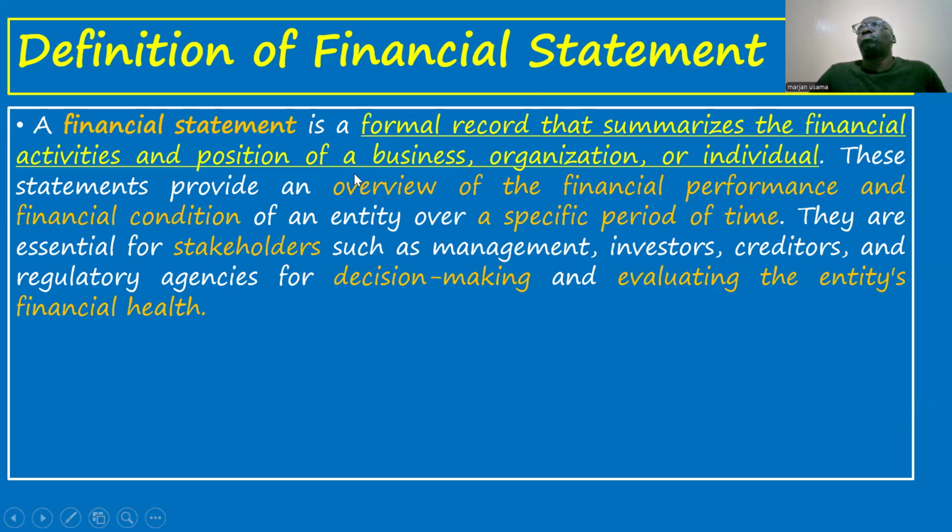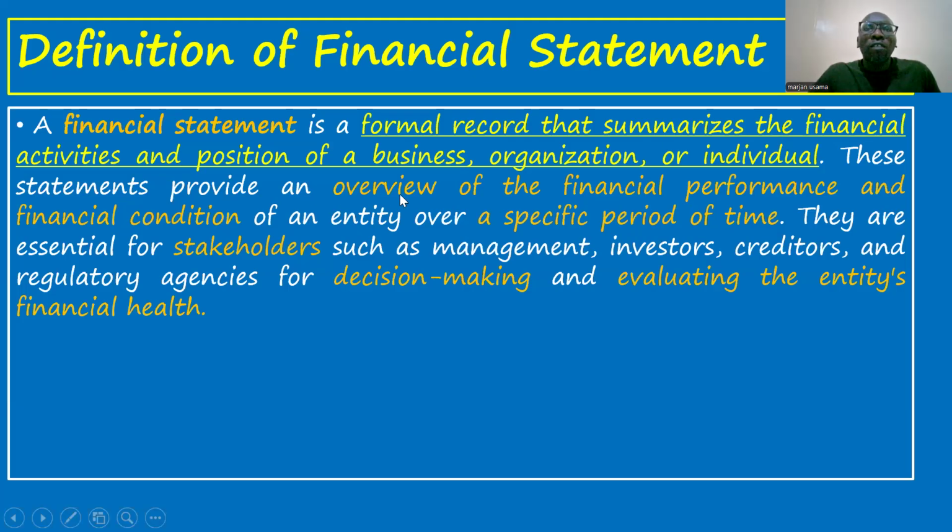And position. So they show us the position of a business. That is, are we getting profit? What is the position? Is the business profitable, or is the business struggling? So it can help us to know the position of a business or organization or individual. Even you as an individual, you need a financial statement. For example, you can go to your bank, and the bank can give you your financial statement, you know, money in, money out. So even at a personal level, you are going to need the financial statement.